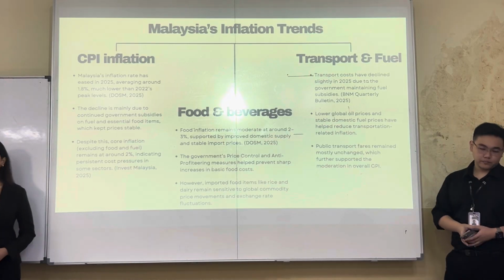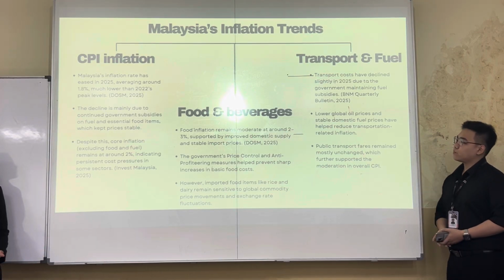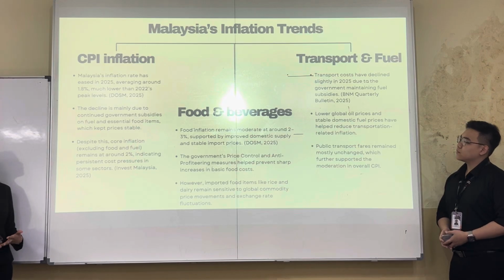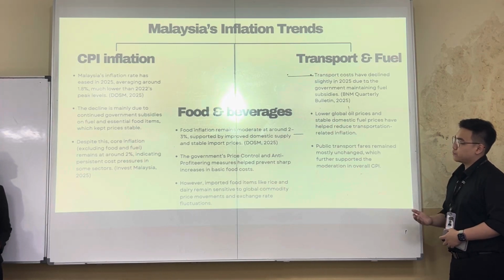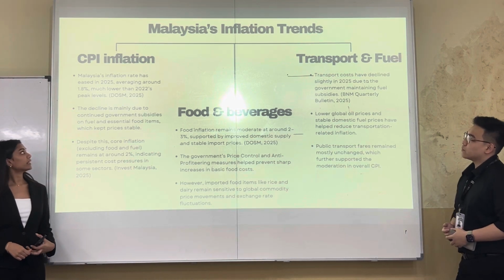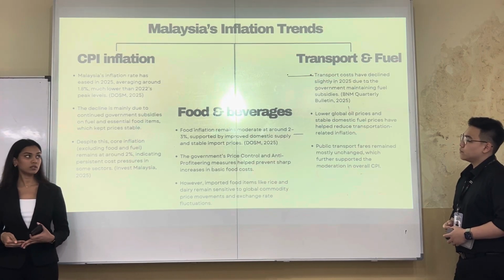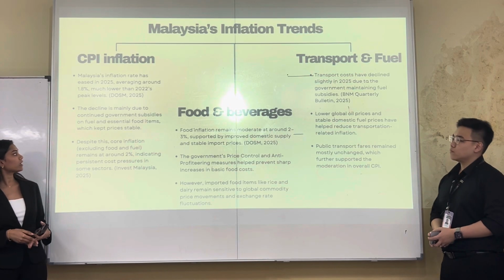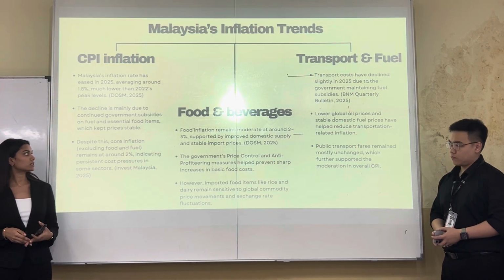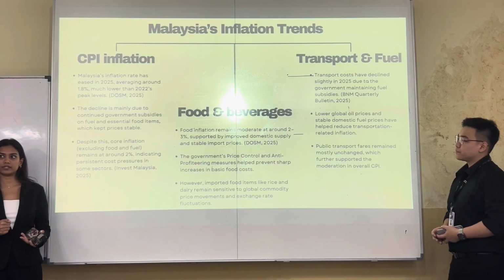Let's take a look at Malaysia's inflation trends for 2025. The first one will be CPI inflation. Malaysia's inflation rate has been calm for 2025, at around 1.8%, better than last year. The difference is mainly due to the government maintaining subsidies in key essential areas like food and fuel. But when you look at the inflation rate excluding food and fuel, it is around 2%.